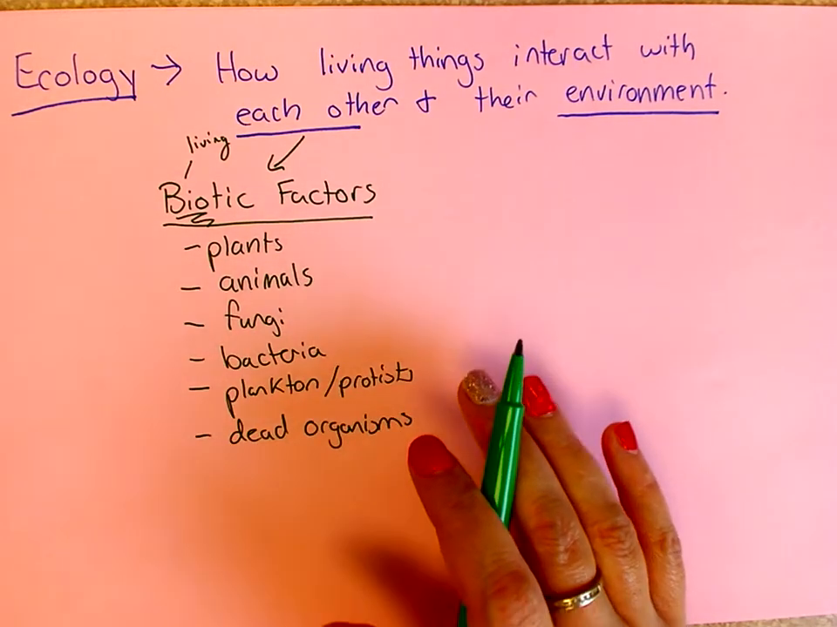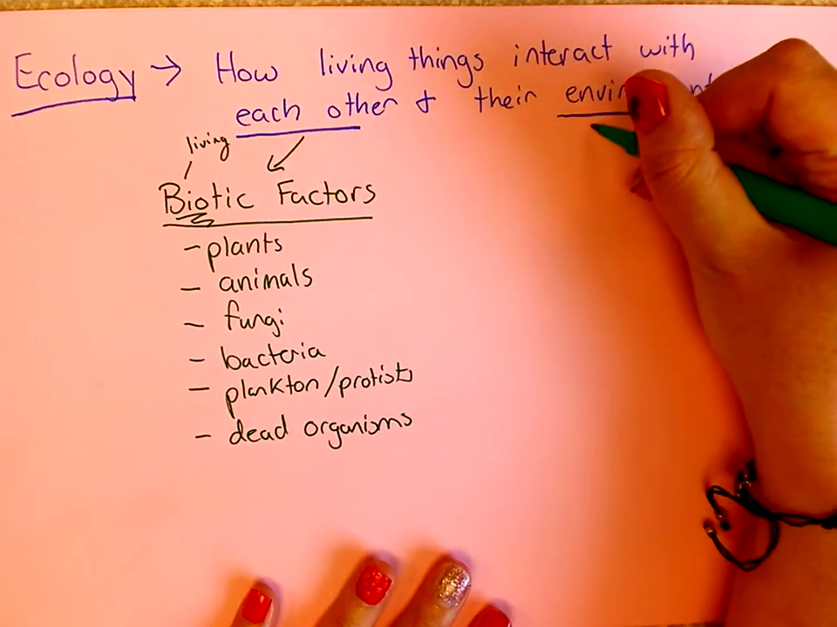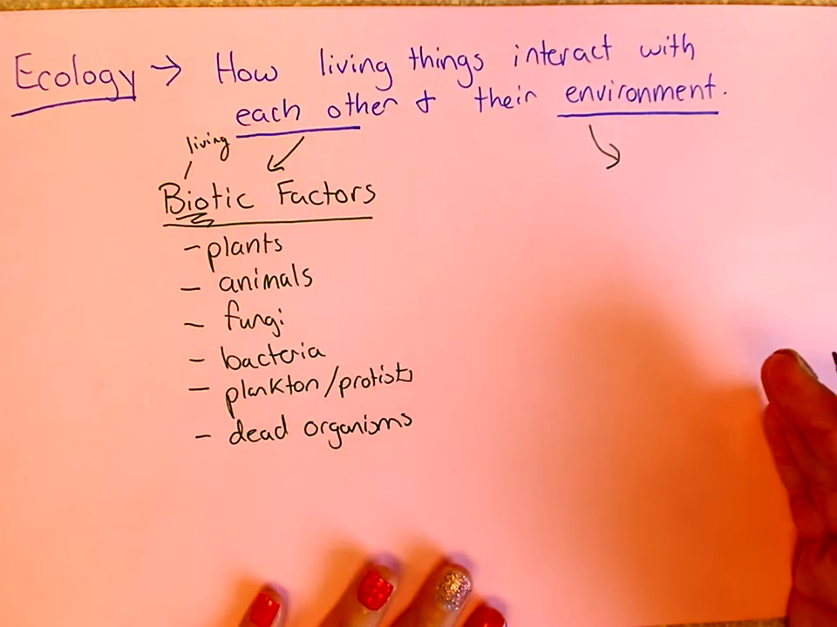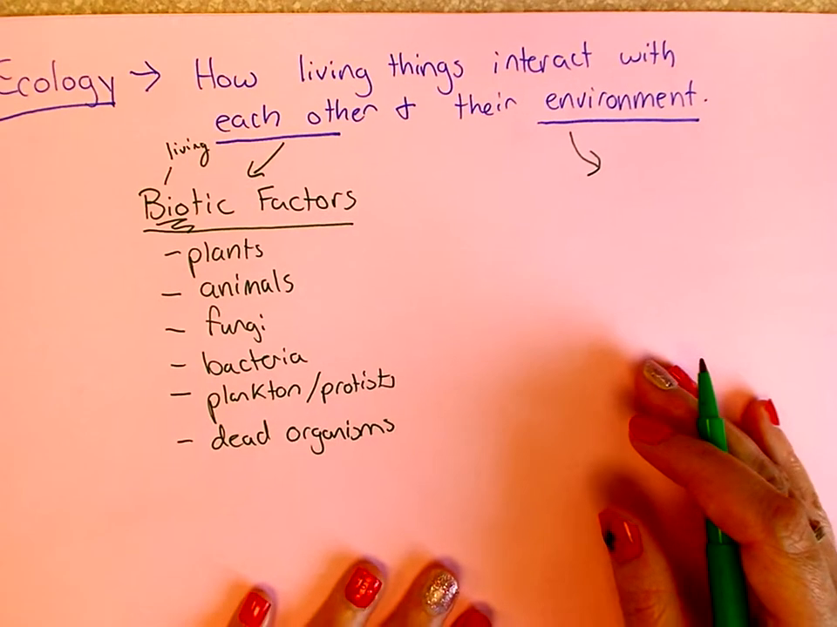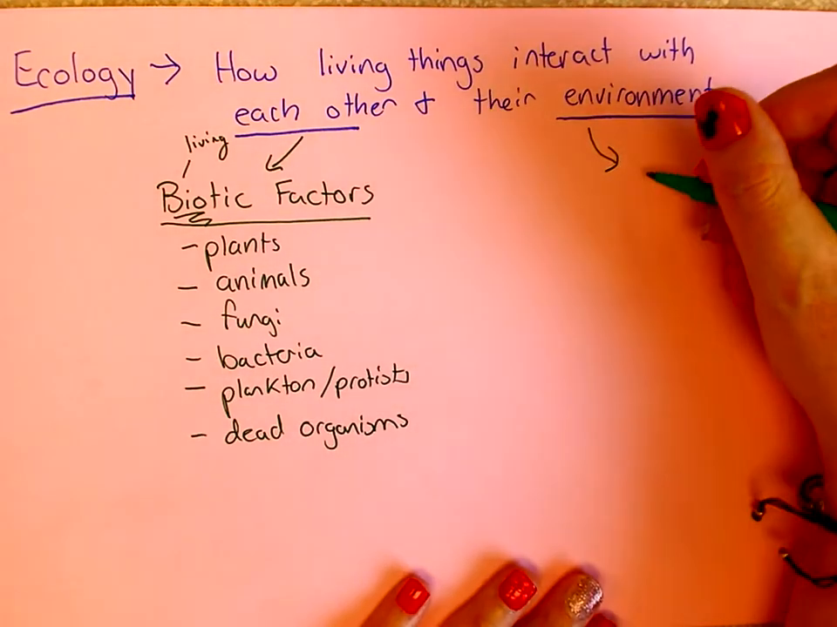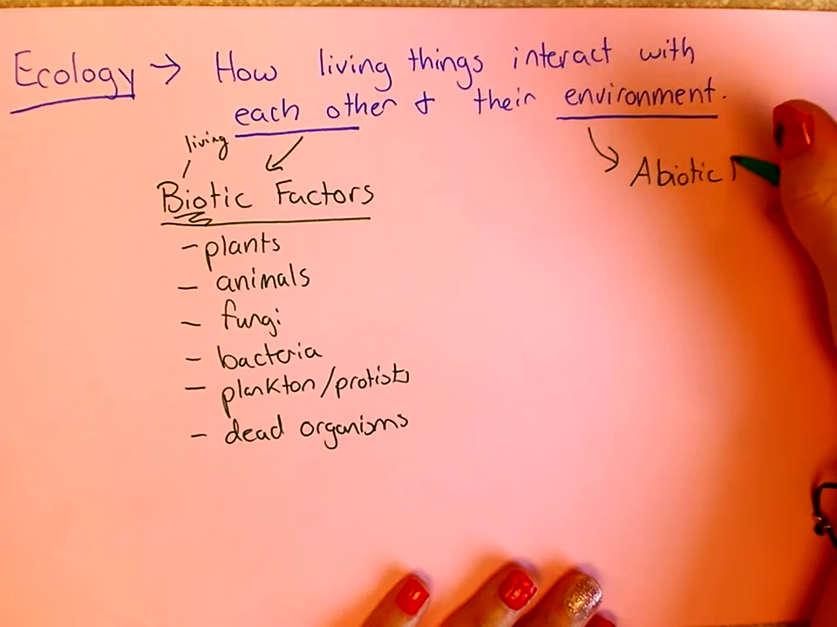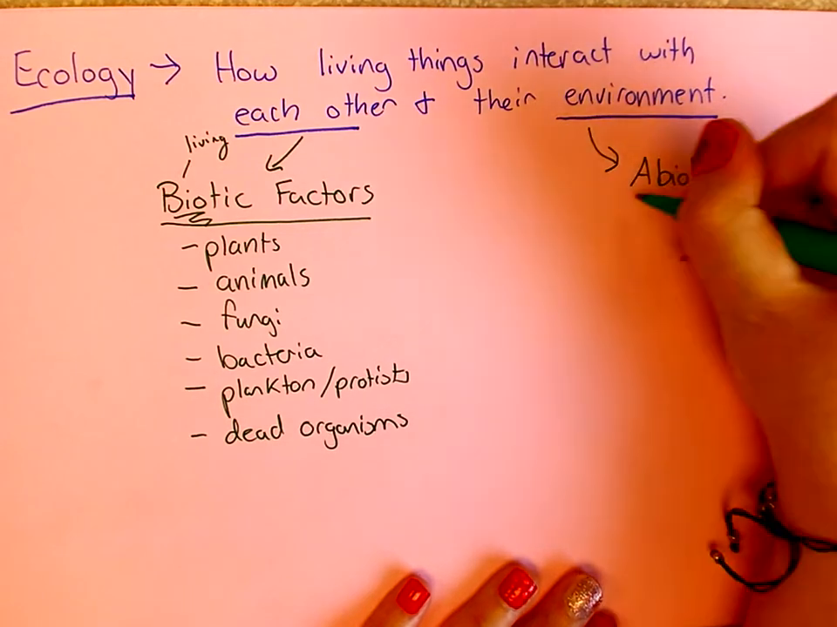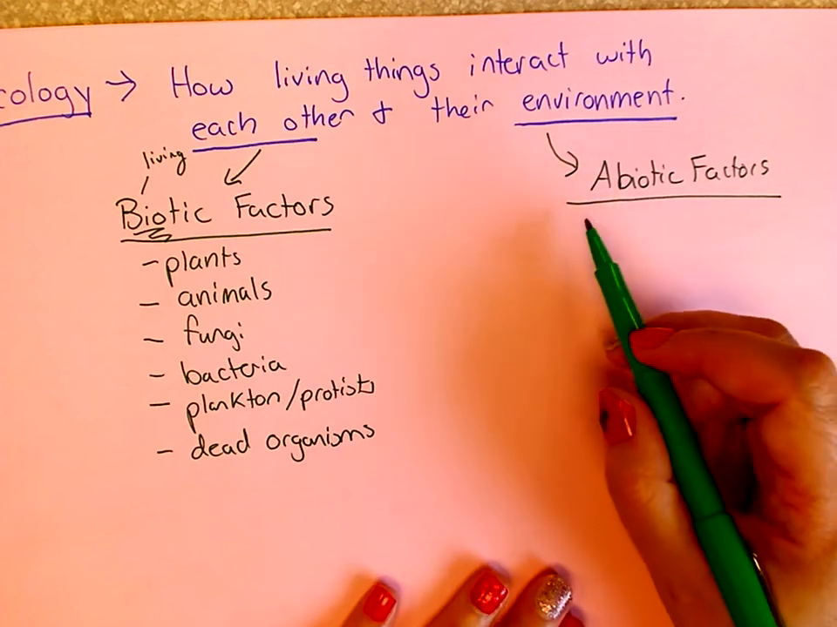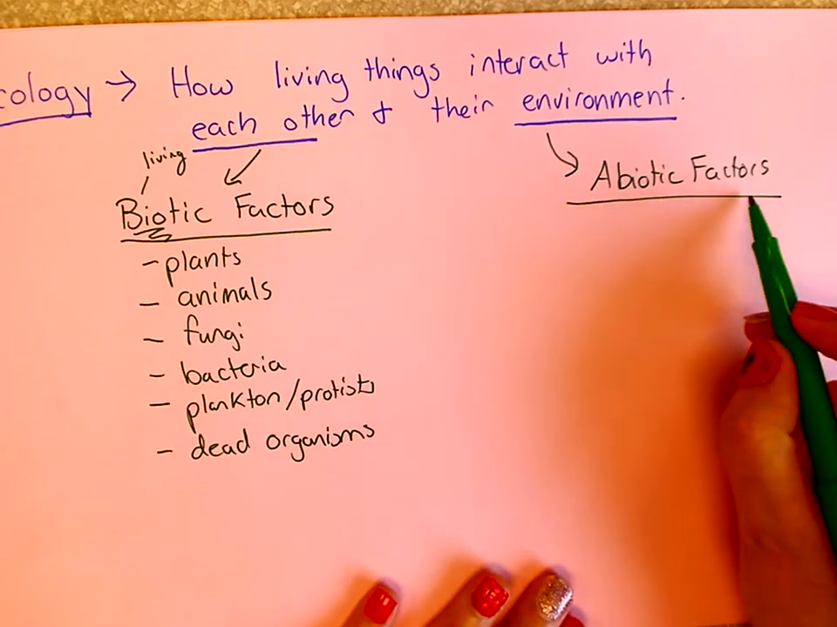Now, look at the other part of this definition. Their environment. So an environment, of course, is going to be non-living, and it's going to have parts of it that are not alive. We call the things in an environment that are not alive those abiotic factors. And anytime you put an A in front of another word part, usually that means not, okay? So not living factors, abiotic factors.